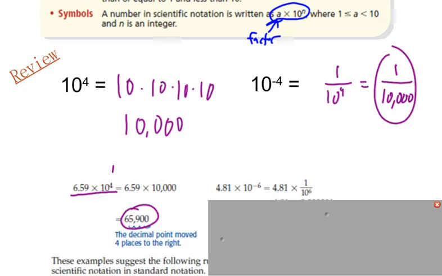You may notice that the decimal place just moved 4 to the right. If it is a positive power of 10, then it'll move the decimal that many places to the right.